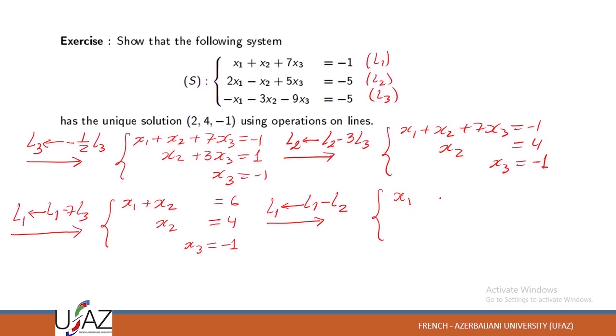x1 is 2, x2 is 4, x3 is minus 1. The system is in reduced row echelon form. As you know, the system is equivalent to this one. Because of this, the solution of this system will be 2, 4, minus 1. If you want, you can write the solution as a solution set. Okay, that's all.